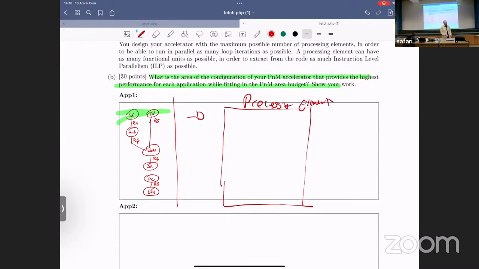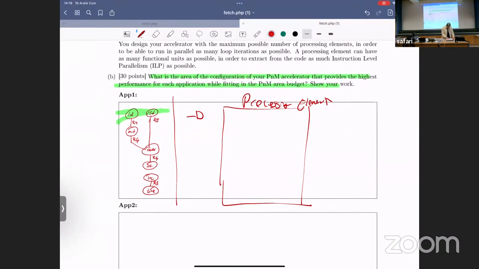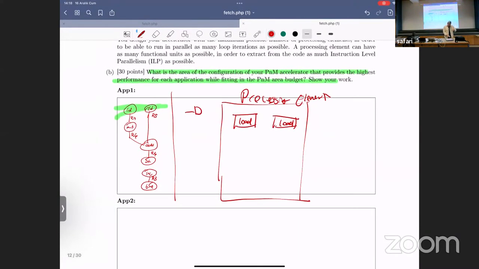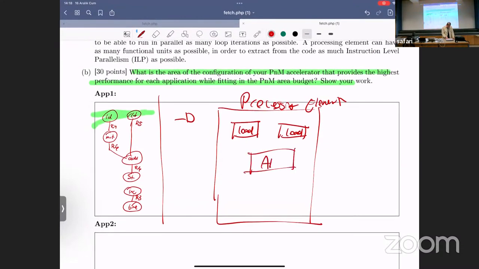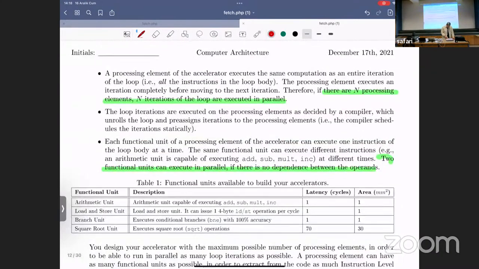And then you're going to just replicate that, depending on the area, as much as you can to parallelize the loop, or to unroll the loop. So here you're going to have two load units, because you can do these in parallel. And then for all of the other arithmetic units, they are all serialized. So the addition is going to happen only after the multiplication, and the same for the increment. So you can have a single ALU here, because again, it's written here that they can be reused.